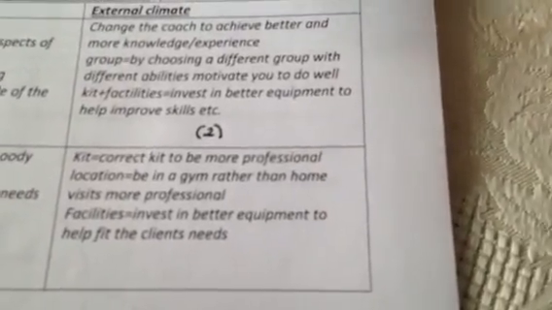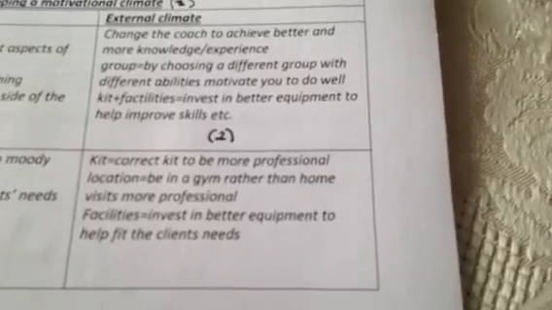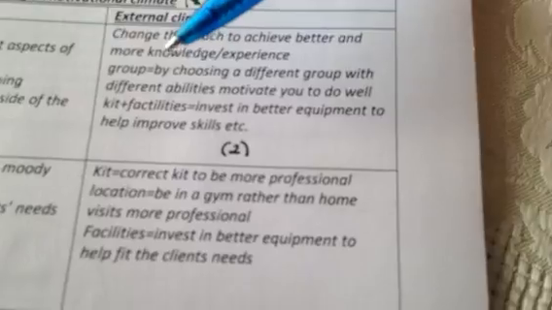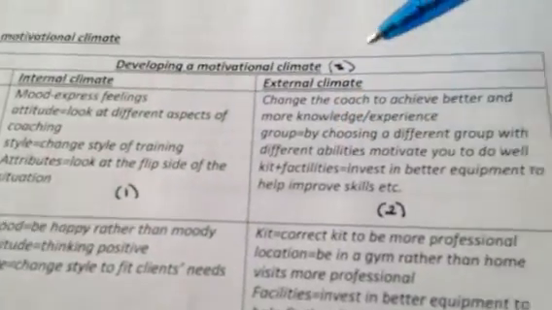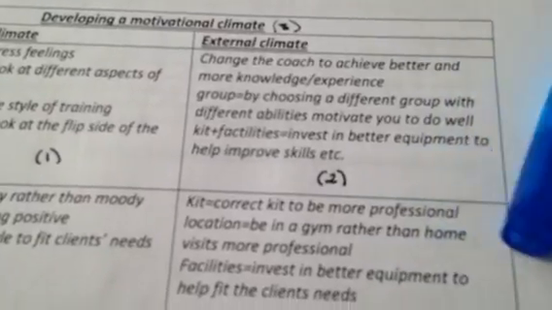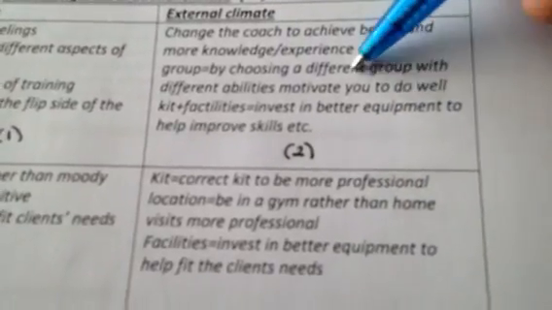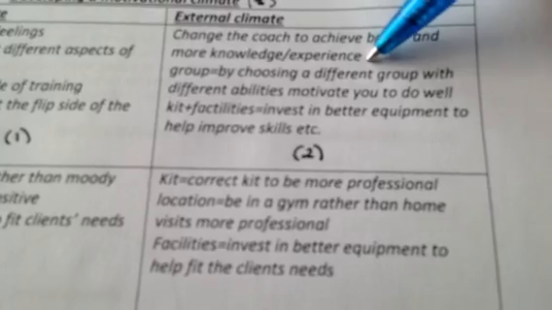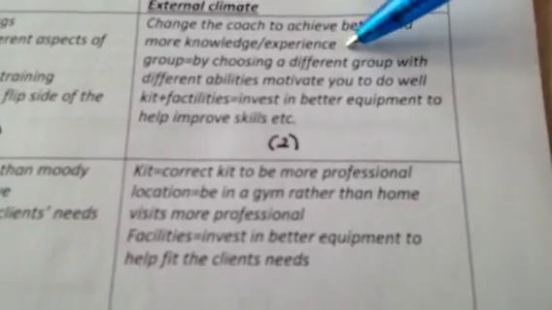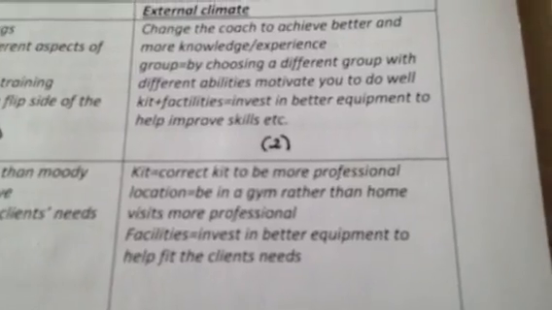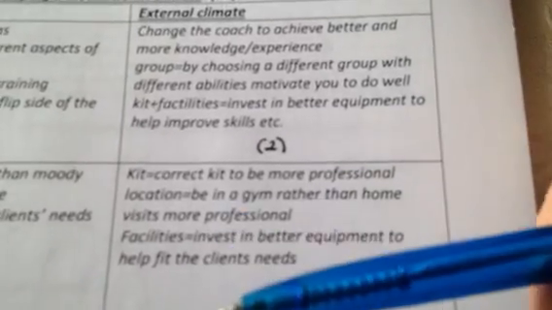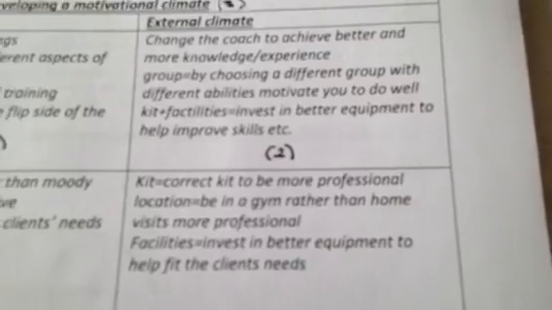Externally is the things that can happen outside, so physically with your body, or it could be the surroundings that you are in. So if we go back to the athlete, you can actually change the coach, and by changing the coach, you might achieve more, and this is because they might have more knowledge and experience than the coach that you're using. So if someone's got more experience and more knowledge and they're teaching you, you're going to be more motivated because you're gaining that experience and knowledge that they are giving you.